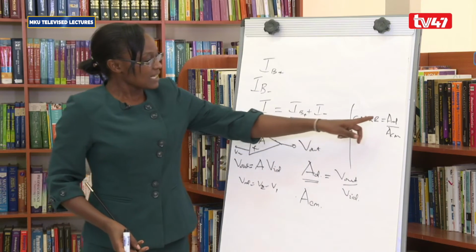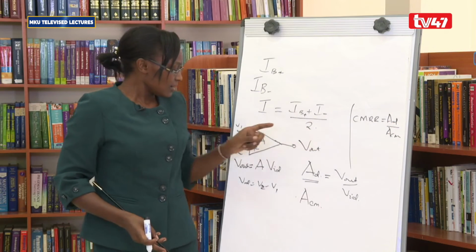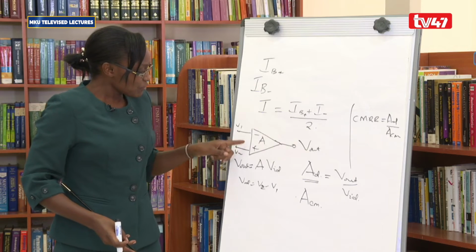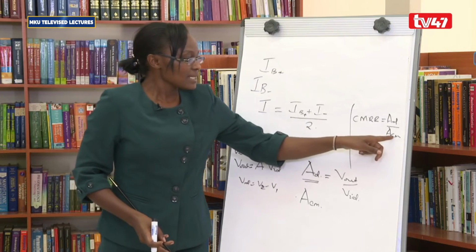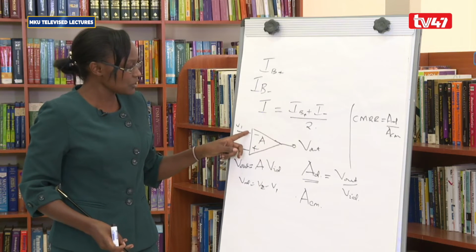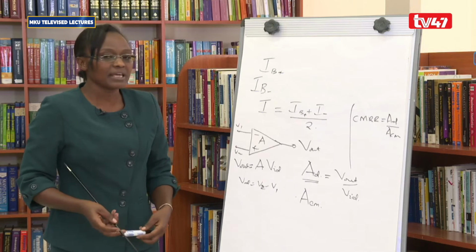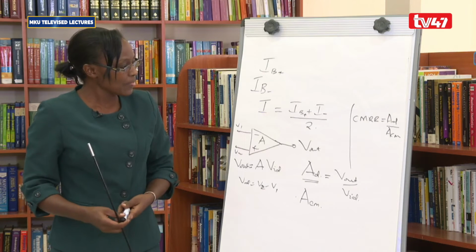AD is the result of amplification of the differential voltage at the input. ACM is the gain which results from amplification of the common voltage appearing at the inputs of the operational amplifier.